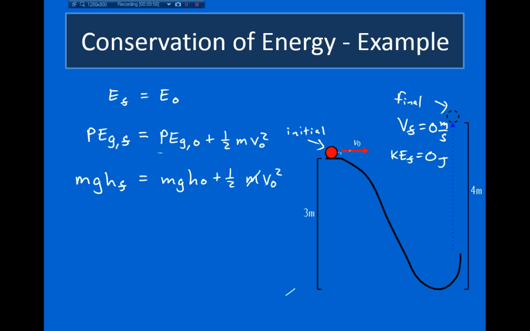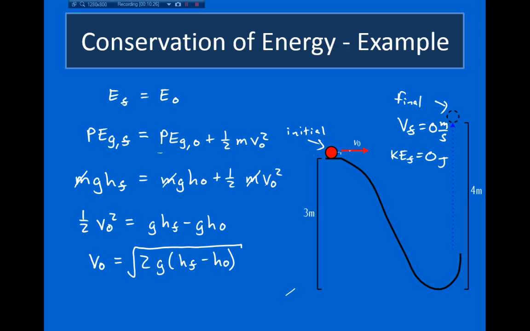We can see the masses cancel out. If I'm solving for v0, I want to move this over to the other side, so I have 1/2 v0 squared is equal to g h final minus g h initial, so I just subtracted this over to there. I'm going to multiply by 2 and take a square root, so I get v0 is equal to the square root of 2g times h final minus h initial. So here I'm just doing some algebra to solve for v0.